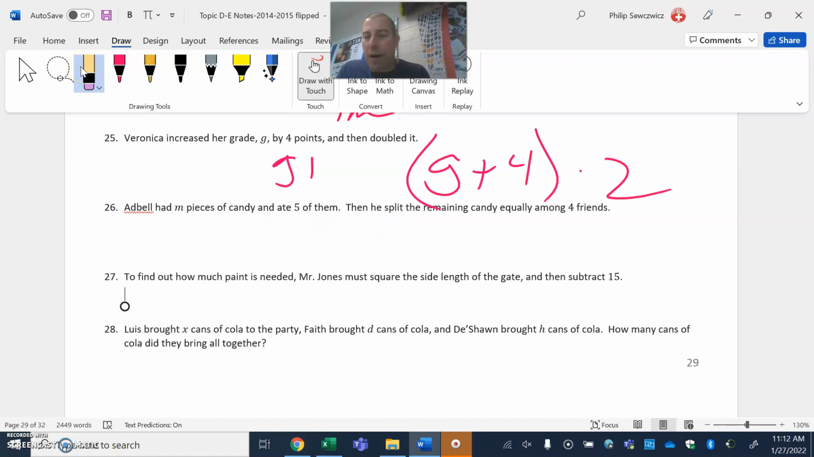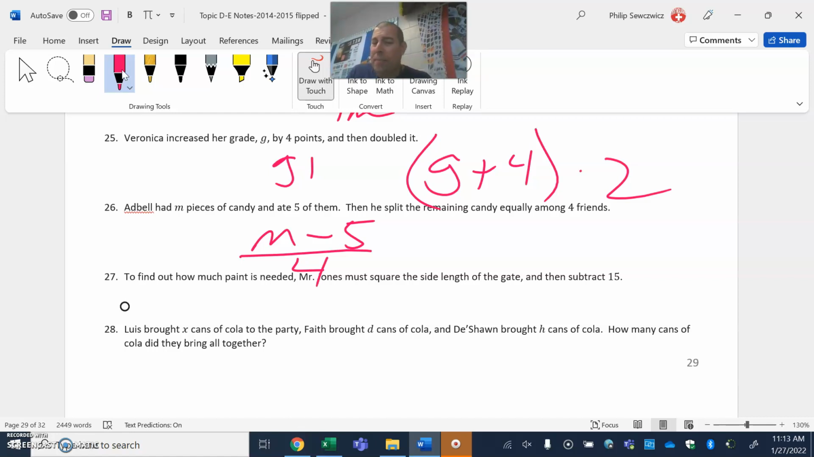Talking out loud here. Abdel had M pieces of candy and ate 5 of them. Then he split the remaining candy among 4 friends. So we've got M pieces of candy, ate 5 of them. Again, not very mathematical, but if we eat 5 of them, we have 5 less. So we're taking 5 away. Then we split the remaining equally. To split things up equally, that is a division. And how many groups? Among the 4 friends. So there we go.